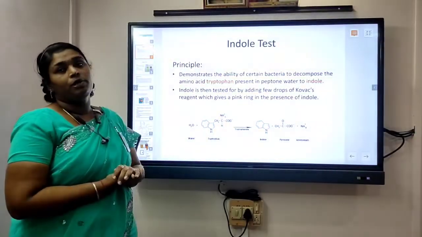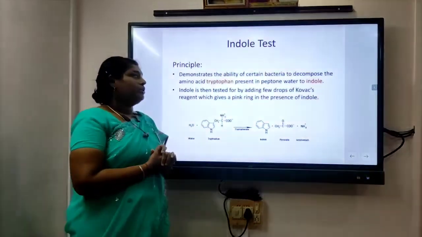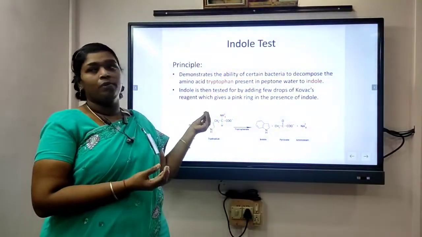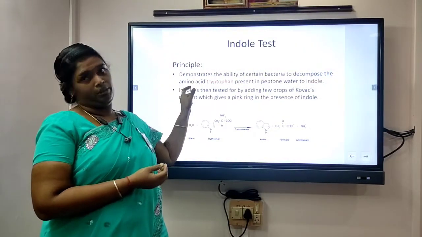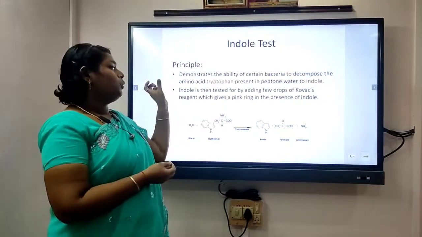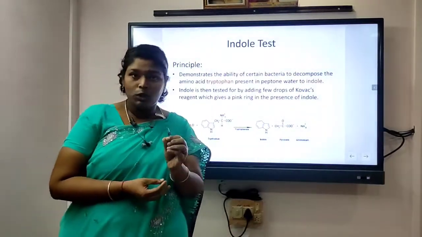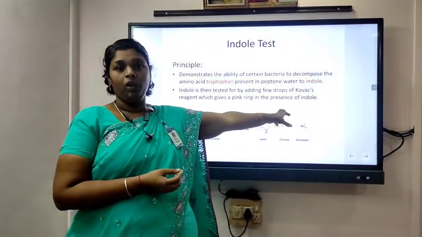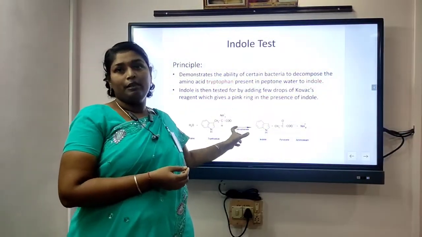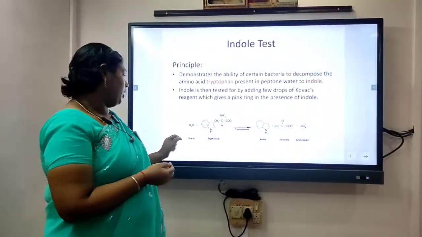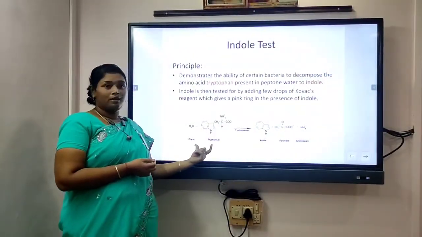The first test we are going to see is the indole test. Indole is a product produced from the amino acid called tryptophan. This tryptophan is present in the peptone water. When the organism decomposes the tryptophan, they convert the tryptophan into indole. The enzyme needed for this conversion is the tryptophanase enzyme. The medium contains water and the tryptophan.